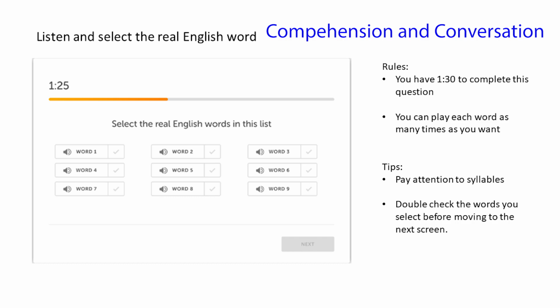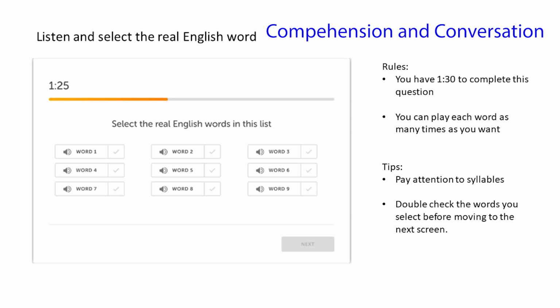To me, what makes it difficult is I feel like different regions of English have different accents, and it's very difficult to get used to and to recognize if the person has an accent or if they're saying it incorrectly. So my advice is to do like Duolingo says and pay attention to the syllables. Think about the word. The ones you've chosen, go back and listen to again. Make sure you think you're right, and then move on to the next question.